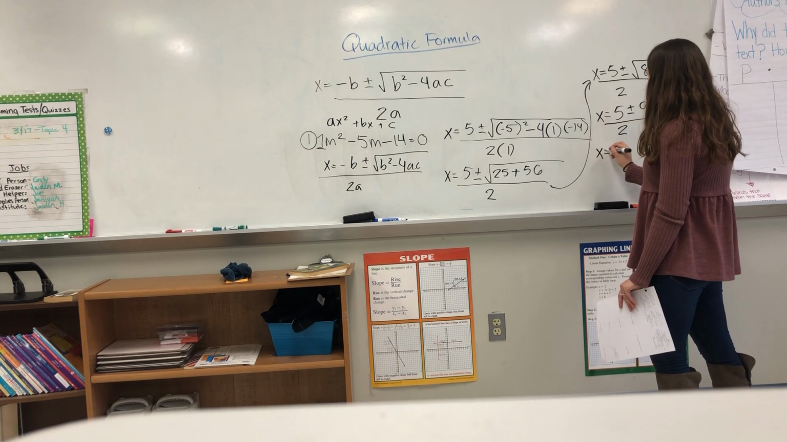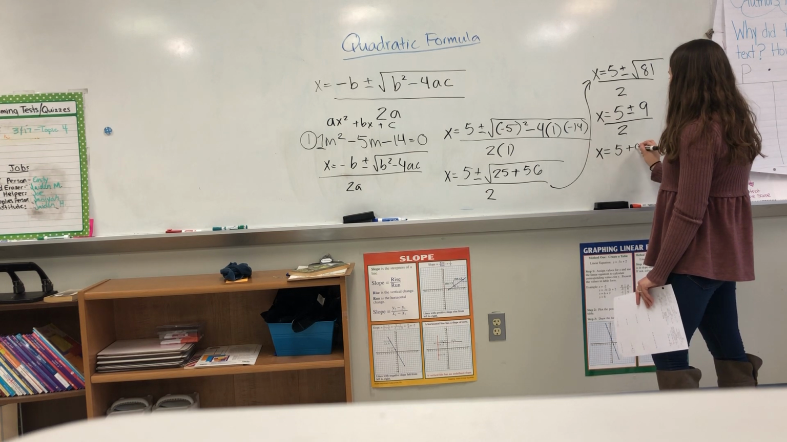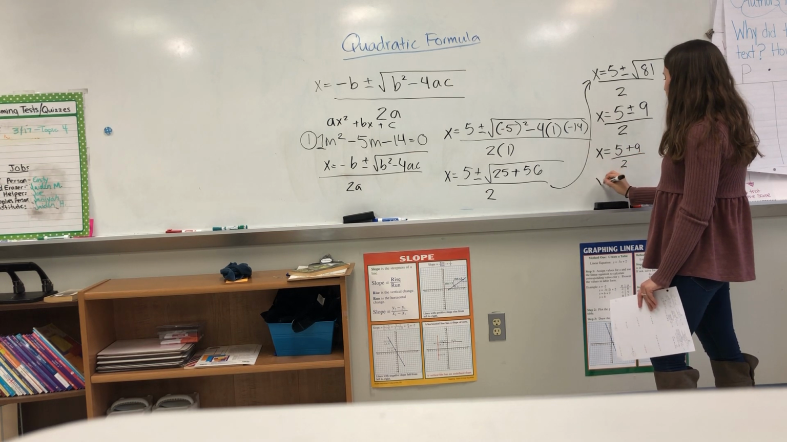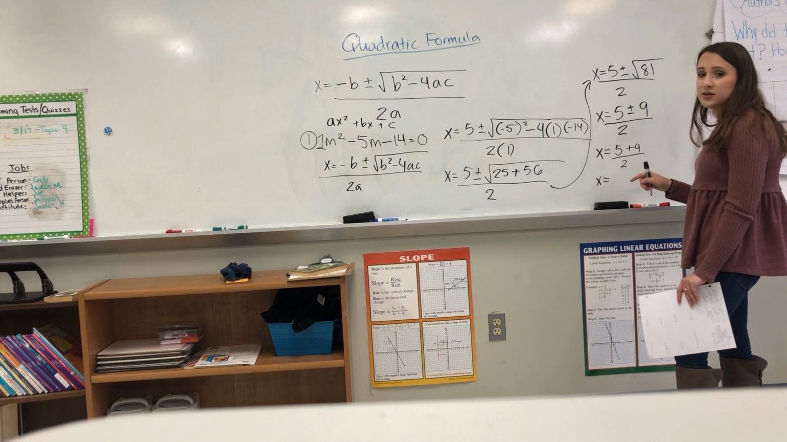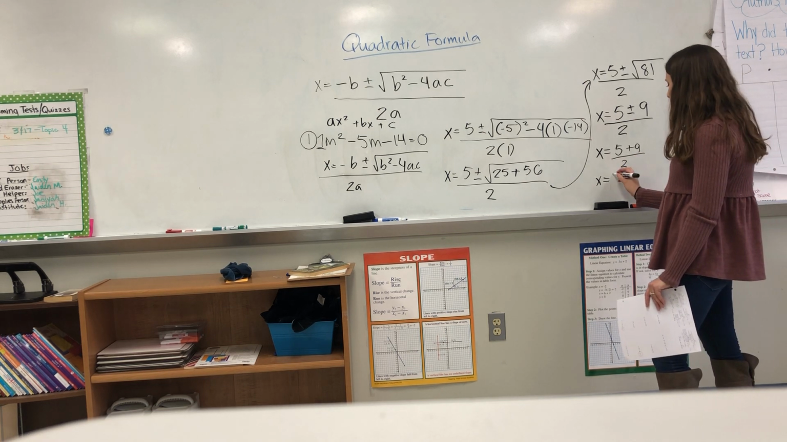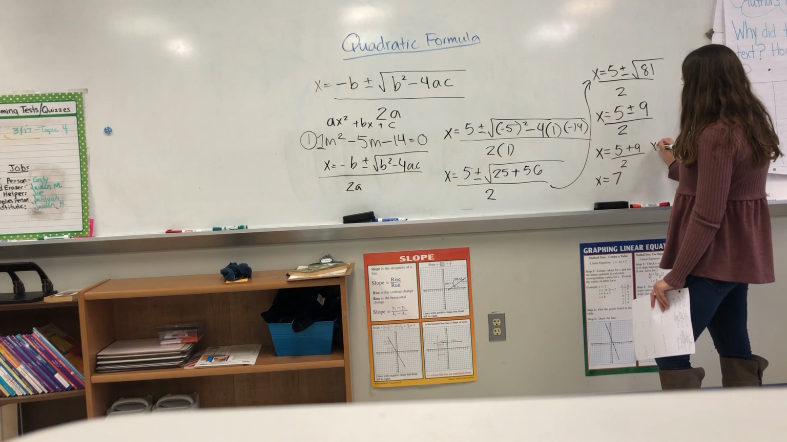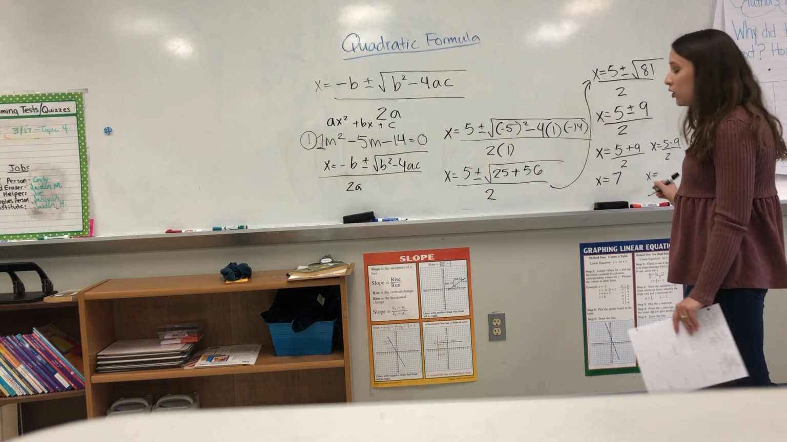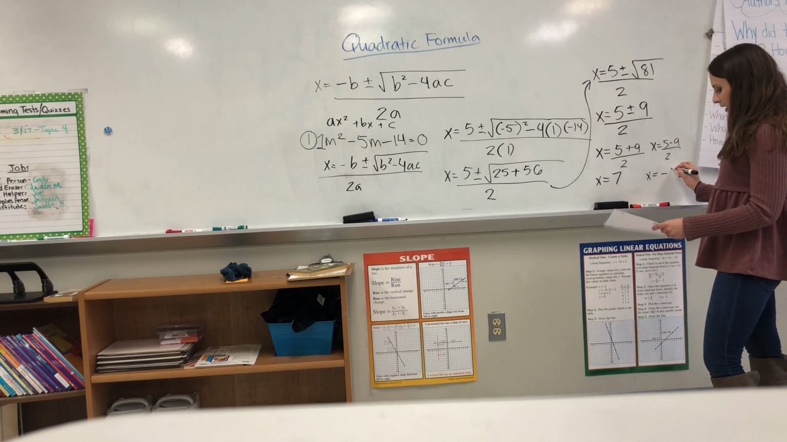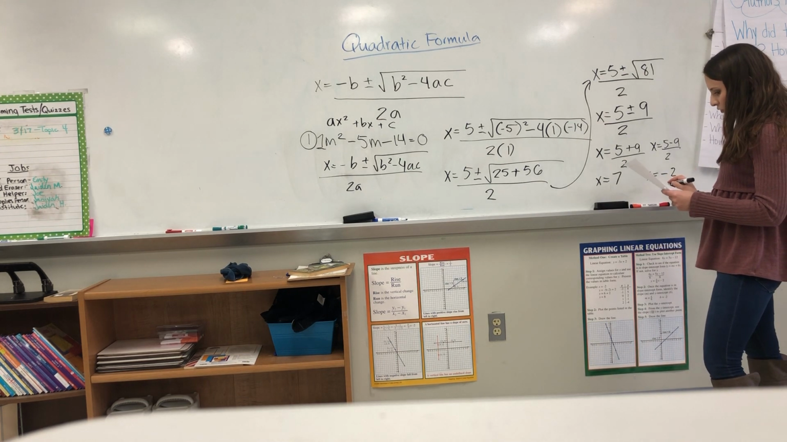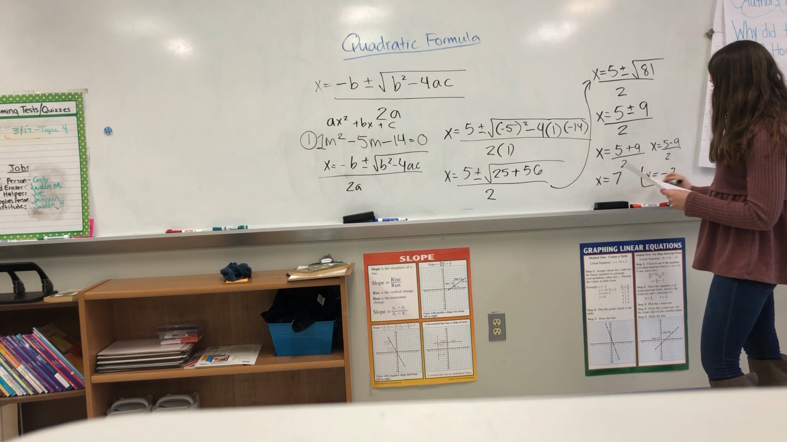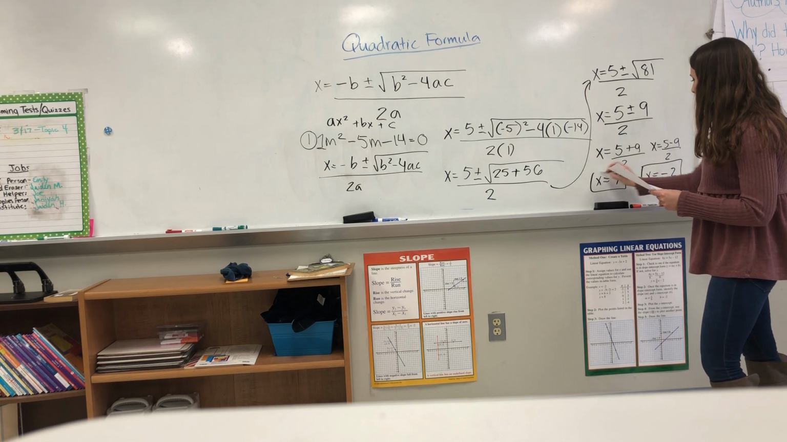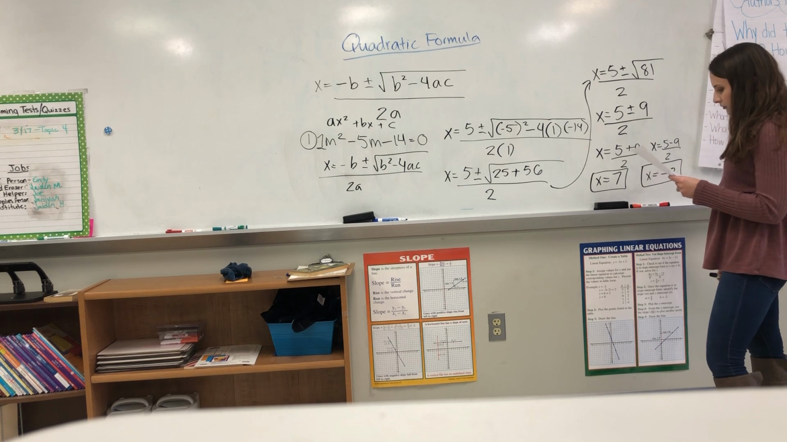And x equals 5 plus 9 over 2. So that's 5 plus 9 is 14, divided by 2 is 7. Our other solution is x equals 5 minus 9 over 2. So x equals negative 4 over 2, which is negative 2. So your two solutions are x equals 7, and x equals negative 2.